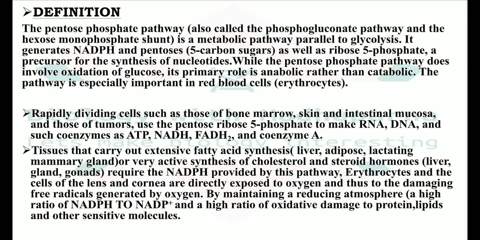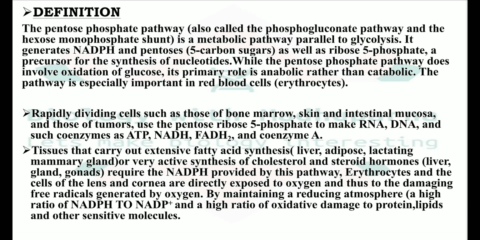Next, we will look into some important points about this pentose phosphate pathway before talking about the reactions. So first, rapidly dividing cells such as those of bone marrow, skin and intestinal mucosa, and those of tumors use pentose ribose 5-phosphate to make RNA, DNA and such coenzymes as ATP, NADH, FADH2 and coenzyme A. Next, tissues that carry out extensive fatty acid synthesis, for example liver, adipose, and lactating mammary gland, or very active synthesis of cholesterol and steroid hormones, which we can observe in liver, adrenal gland and gonads, require the NADPH provided by this pathway.